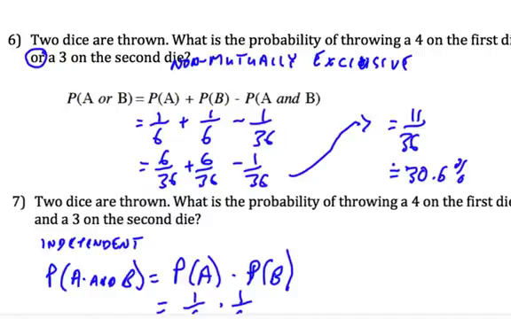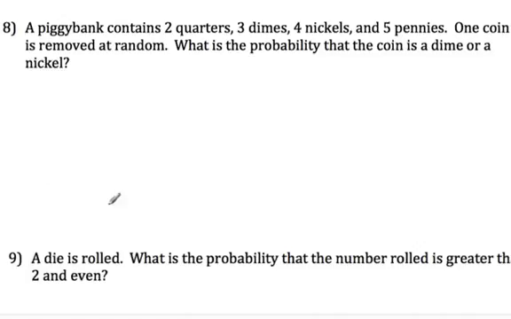Number 8, a piggy bank contains 2 quarters, 3 dimes, 4 nickels, and 5 pennies. One coin is removed at random. What is the probability that the coin is a dime or a nickel? And again, we have to ask if this is mutually exclusive or non-mutually exclusive. And since, if you're drawing out one coin, you can't draw out both a dime and a nickel, these are mutually exclusive events.